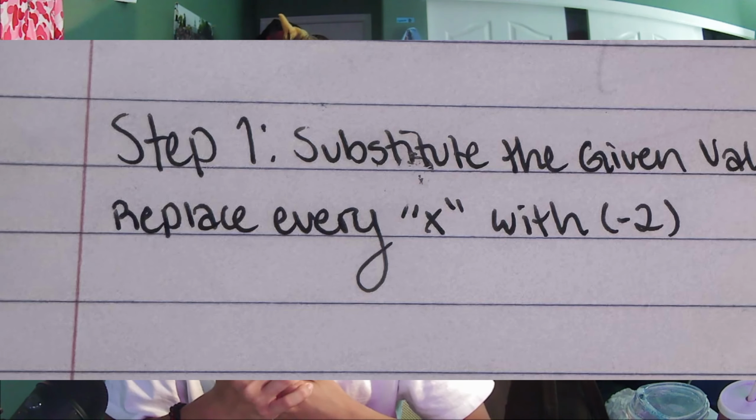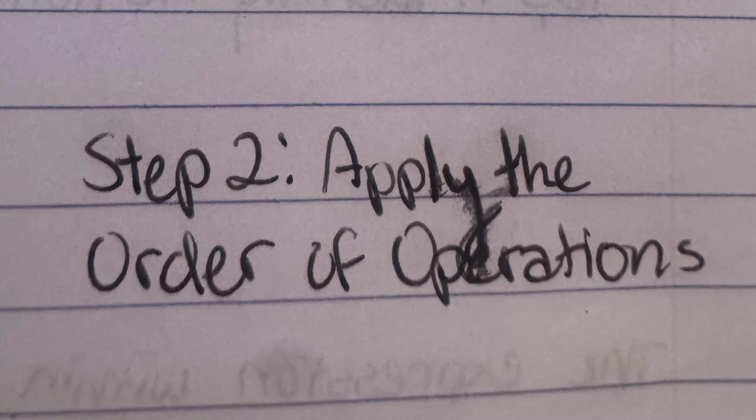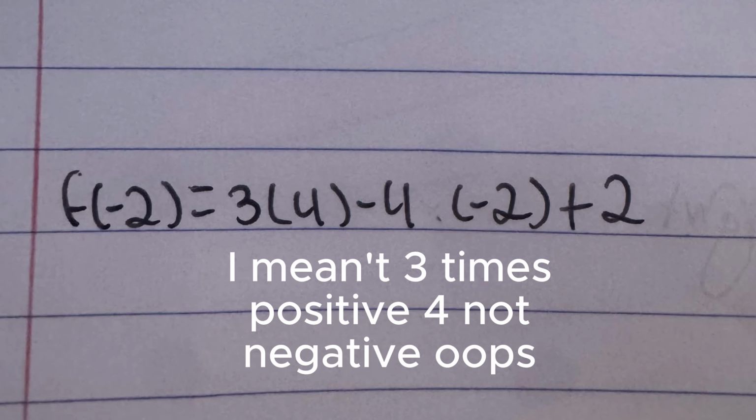The first thing that I need to do is substitute negative 2 everywhere I see an x. So the first thing I write is f of negative 2 equals 3, so replace the x, of negative 2 to the power of 2 minus 4 times negative 2 plus 2. Now I use the order of operations. First, negative 2 squared equals 4. So I have 3 times 4 minus 4 times negative 2 plus 2.